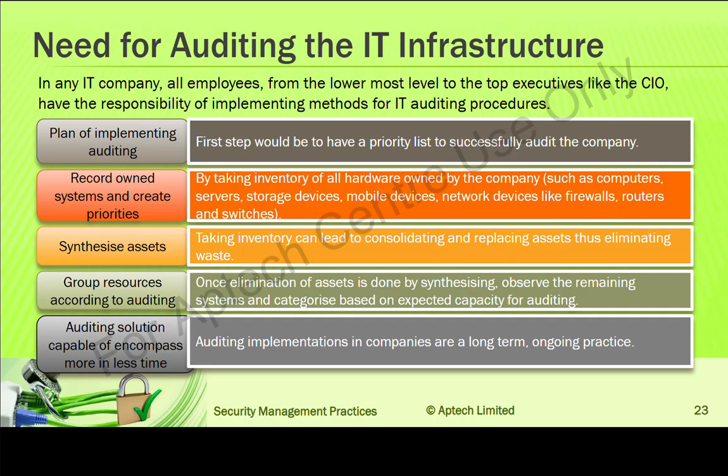Now, the plan for implementing auditing. The first step would be to have a priority list of successful audits for the company. And number two is to record your own system and create priorities. How to record your own system? By taking inventory of all hardware and software owned by the company, such as computers, servers, storage devices, mobile devices, network devices like firewalls, routers, and switches. Those are the things they are going to audit.